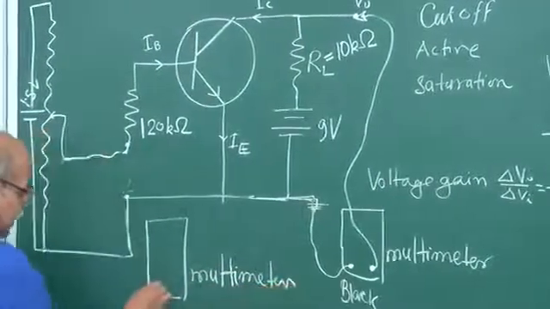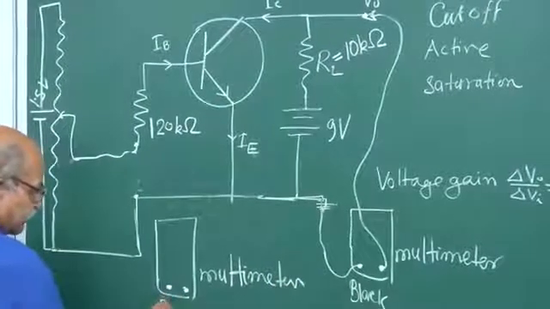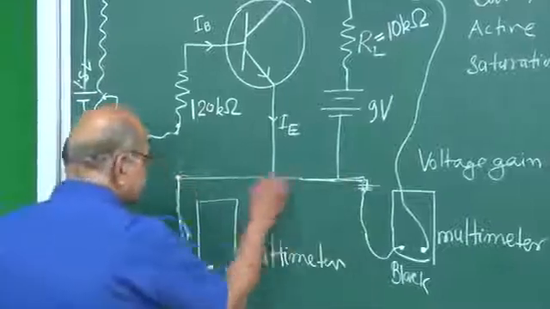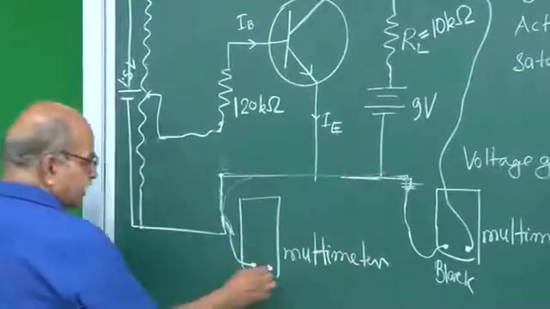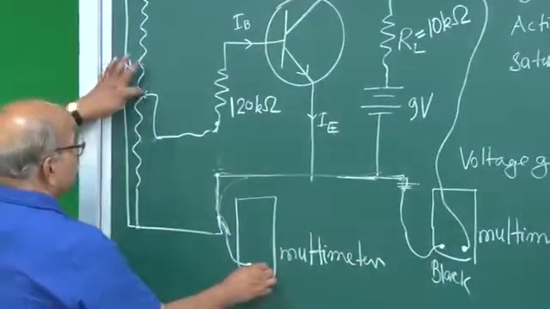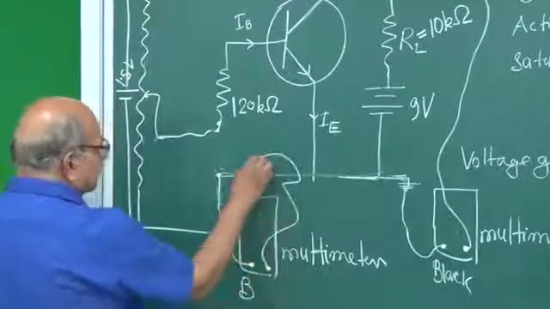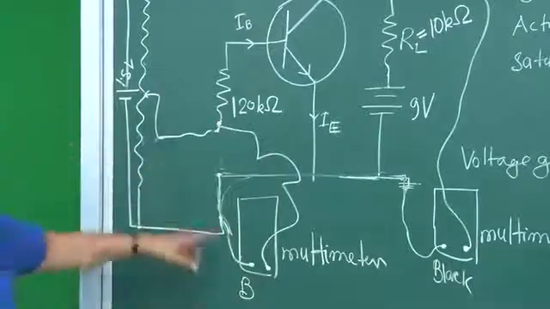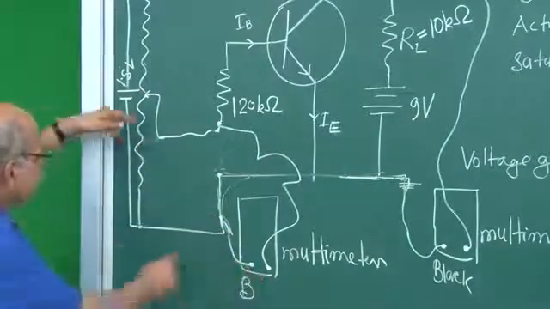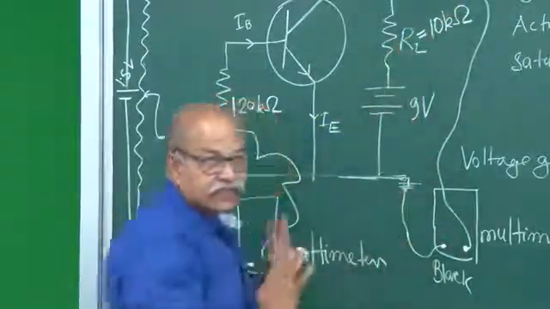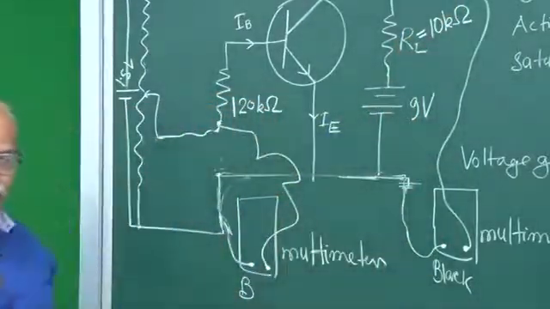And here also you have a black terminal and a red terminal. The black one will be connected to this zero voltage line here somewhere, and this red one, which has to measure VI, should be connected to this point. So this is measuring this voltage, and this is measuring this voltage. So this is the circuit. Keep this in mind, and now we start the experiment.